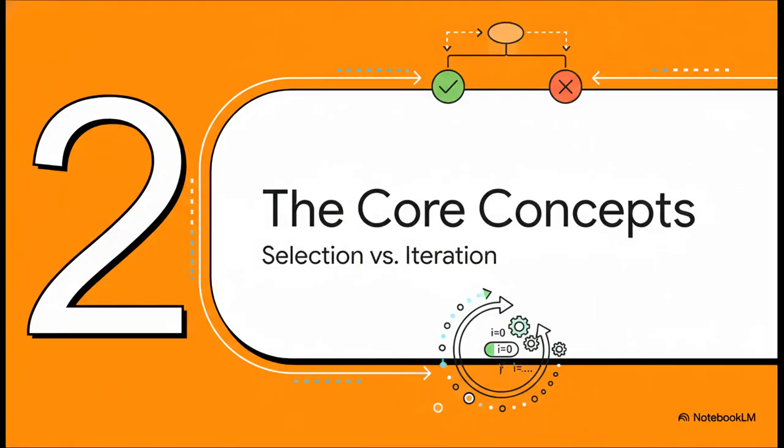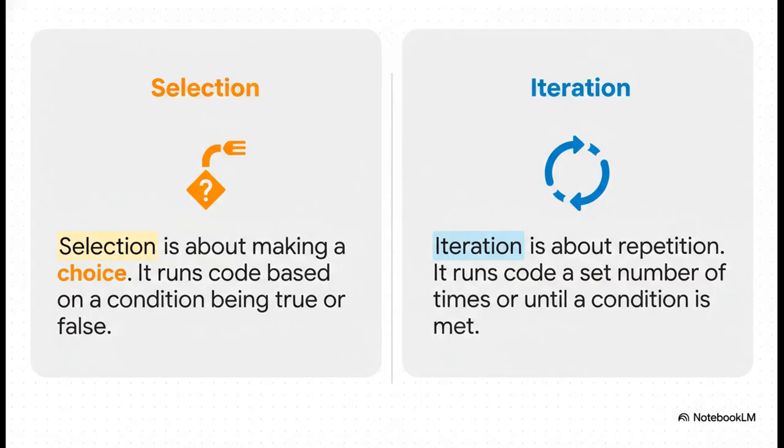Okay, but hold on. Before we even think about ticking any boxes, we have got to be crystal clear on what these two things, selection and iteration, actually mean. Seriously, getting this part down is the whole secret. And the best part? It's actually super simple when you break it down. Think of it like this. Selection is all about making a choice. It's like coming to a fork in the road. The code has to decide, left or right. Now, iteration, that's all about repetition. It's like running laps around a track. You're doing the same thing over and over and over again. So just remember, choice versus repetition. That's it. That's the whole game.